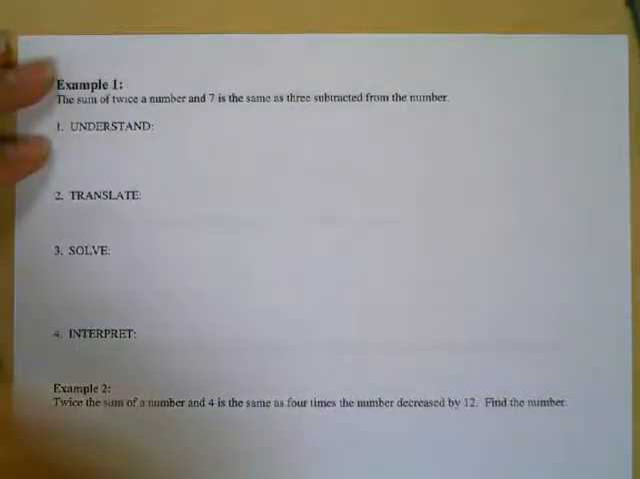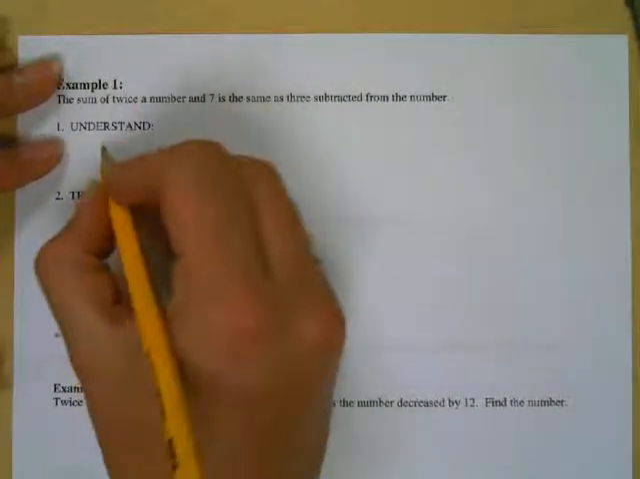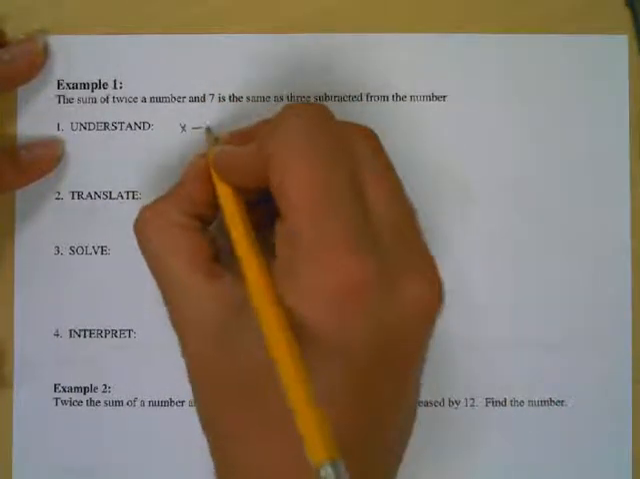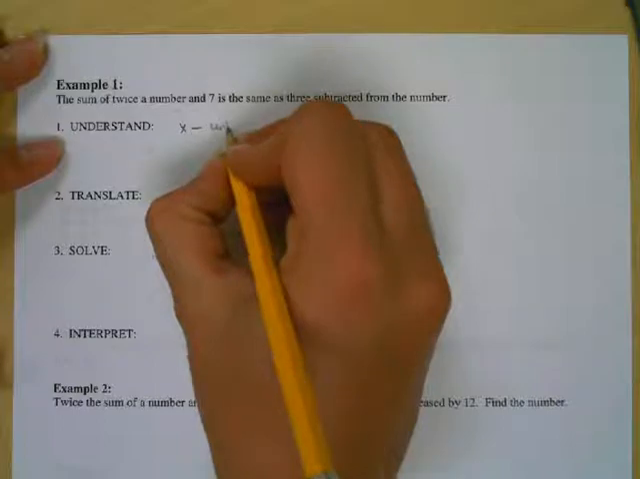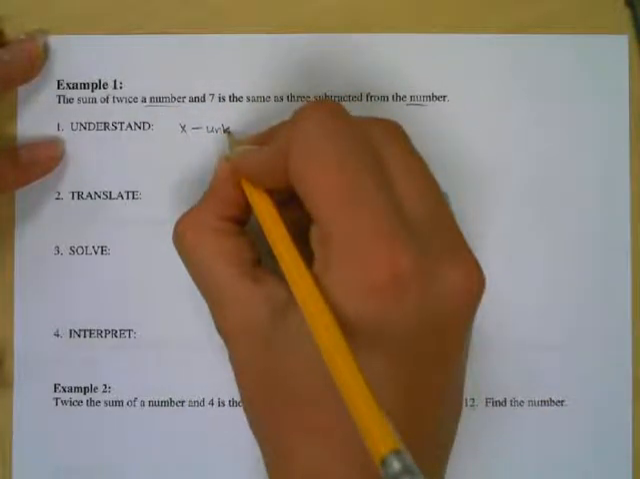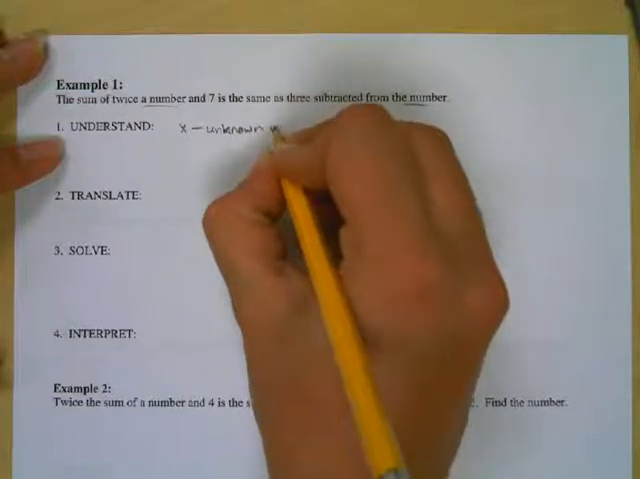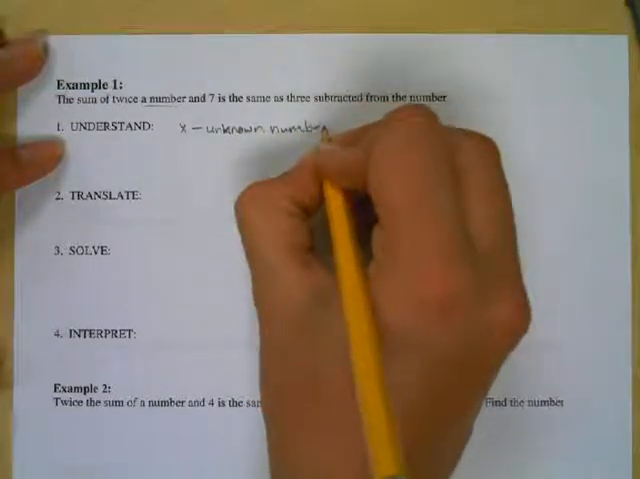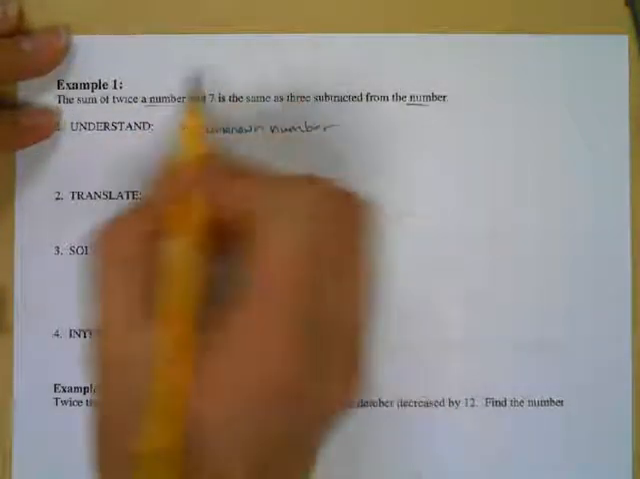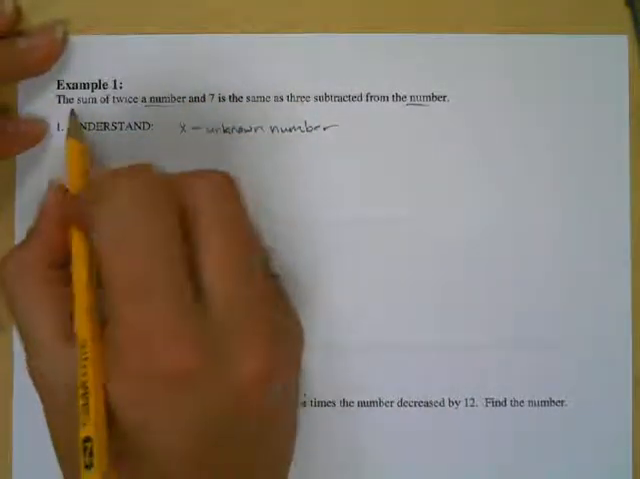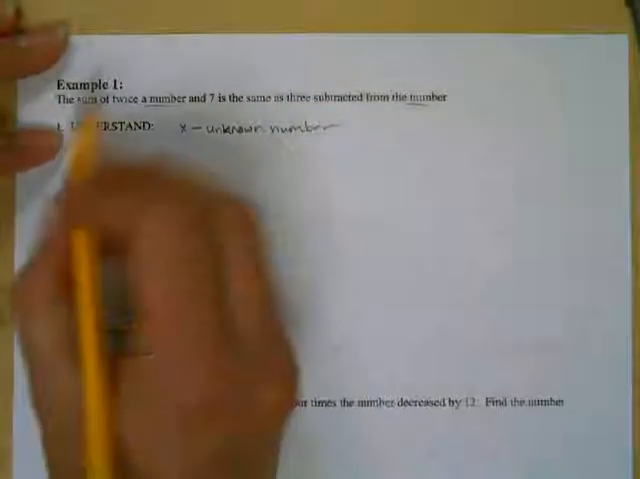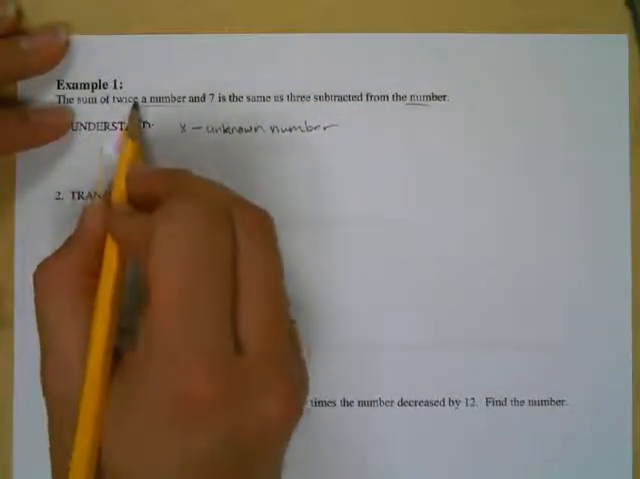Okay, so the first part is the understand. First of all, I need to set a variable. So x is going to be my unknown number, because it talks about some number in here, and I don't know what that is. So I'm going to call that my unknown number. So there's my identified variable. Now after that, I need to break it apart. Do these things piece by piece. That's how you work on any of these, whether I'm translating or solving. Break it up. So the sum of twice a number and 7.